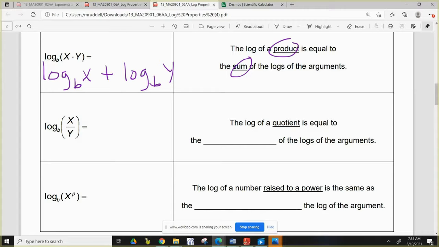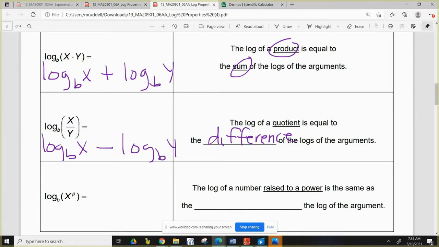In these two, the argument, or the x and y, are divided. Divide goes with subtract. So you have log base b of x minus log base b of y. Notice the base, that's b in the subscript, did not change.